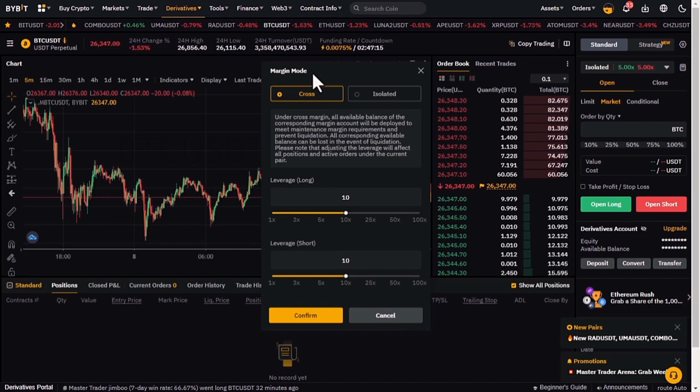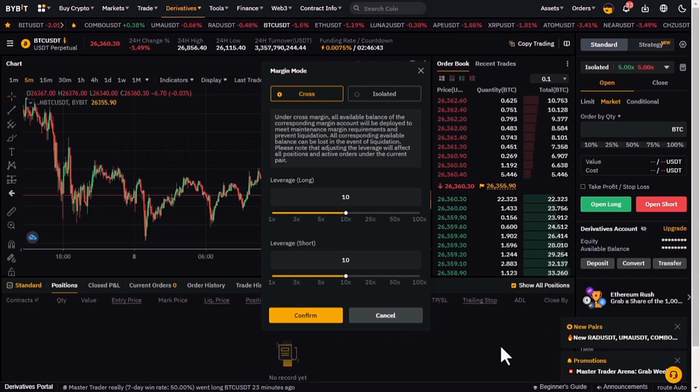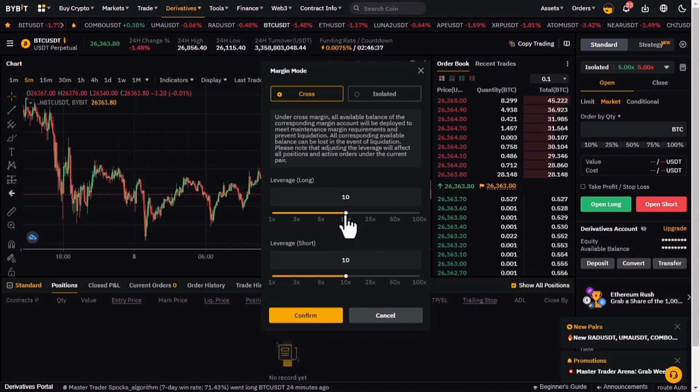If you're using cross margin mode and you go long with 10x leverage, for example, if the price of Bitcoin is going higher in your favor, and Ethereum is going in the same direction, it's going to get you 10x leverage of profit. But if one of them is going up and one of them is going down and you're long, the other one which is going down is going down 10x too.